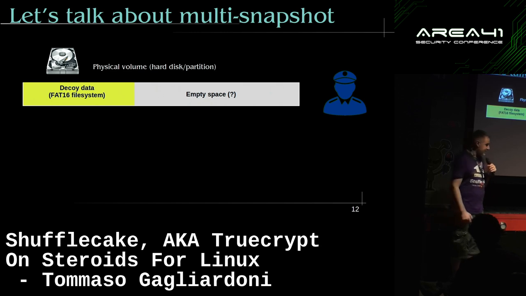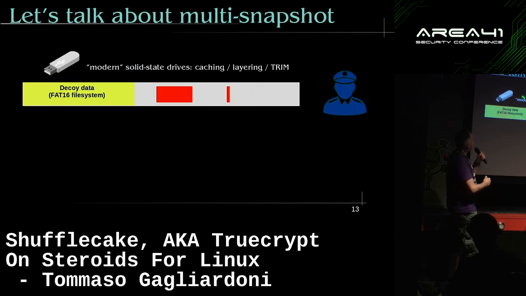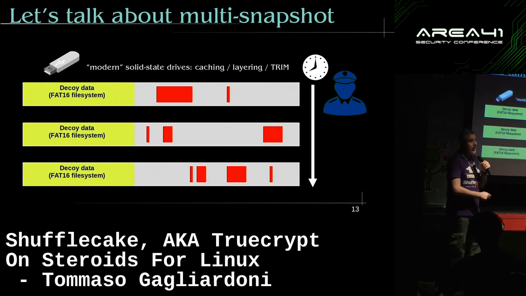Okay, let's talk about the problem of multi-snapshot security. As I said, if your adversary asks you for the password, you reveal the decoy data and you have some apparently empty space. The problem happens with modern solid-state drives, but also USB keys and so on, because of the TRIM function. In a nutshell, when you delete or change data, the data is not immediately removed, but it's marked as unused for some time. So there is a window of time where, in a single physical snapshot, you can get logical snapshots of the content at different points in time. And if the adversary sees that this content is changing over time, that doesn't look good for you, because it's pretty much proof that you're hiding something.